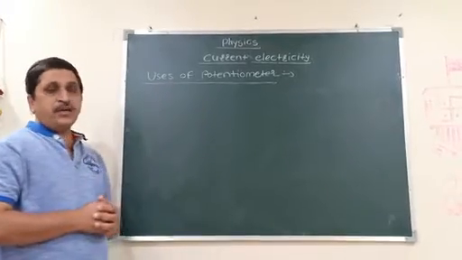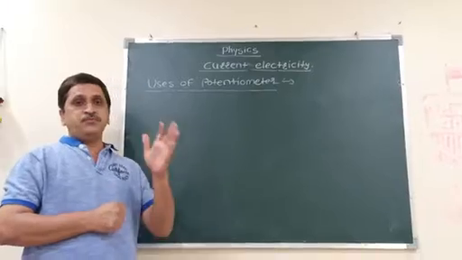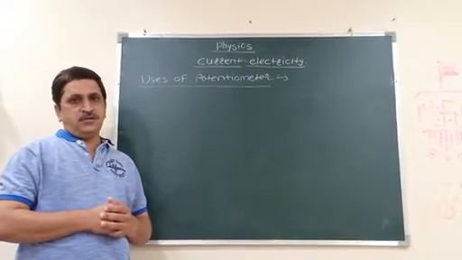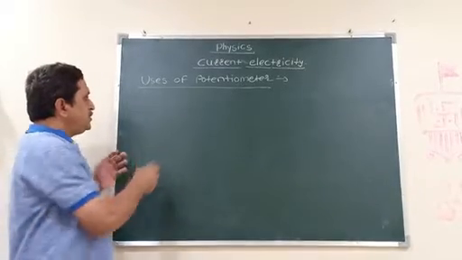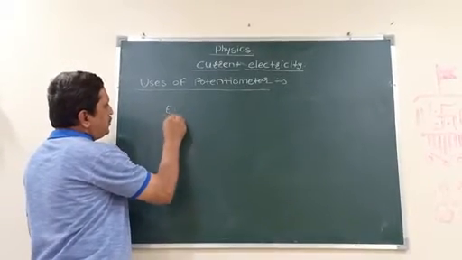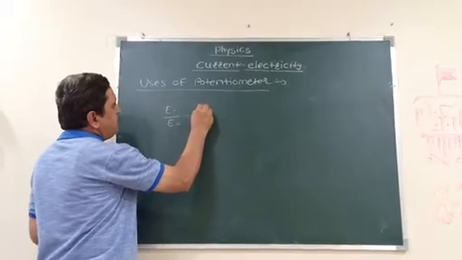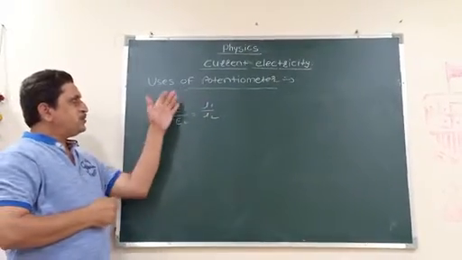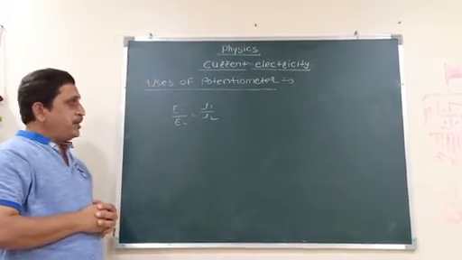Here we have seen how we can compare EMF of two cells by using potentiometer. In that, there are two methods. First method is individual method. In that case, finally we obtain this equation, E1 by E2 is equal to L1 by L2. That means we can compare EMF of two cells by using potentiometer by individual method.